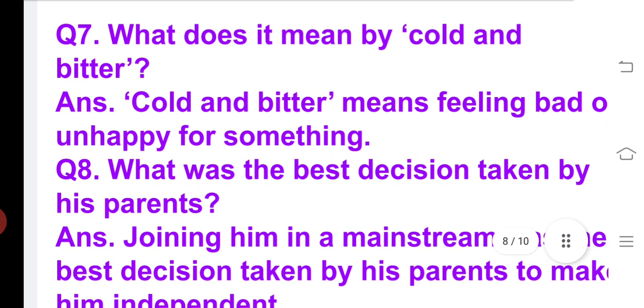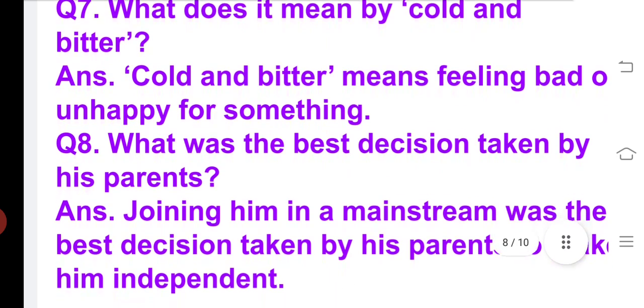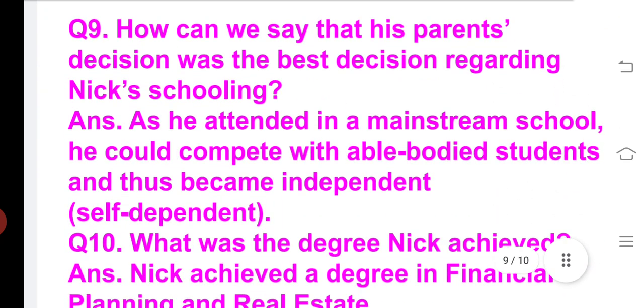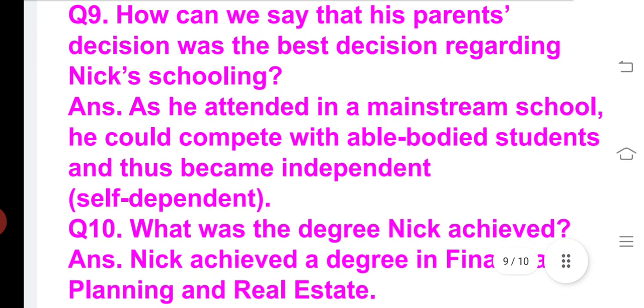Question number 7: what does it mean by cold and bitter? Cold and bitter means feeling bad, unhappy for something. Question number 8: what was the best decision taken by his parents? Answer: joining him in a mainstream school was the best decision taken by his parents to make him independent.